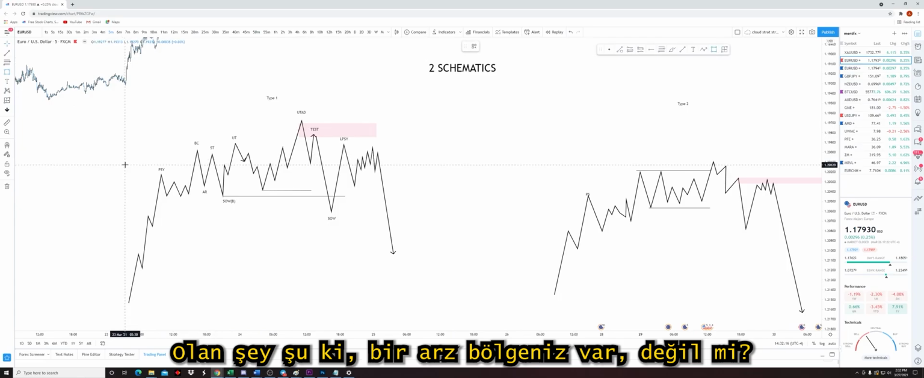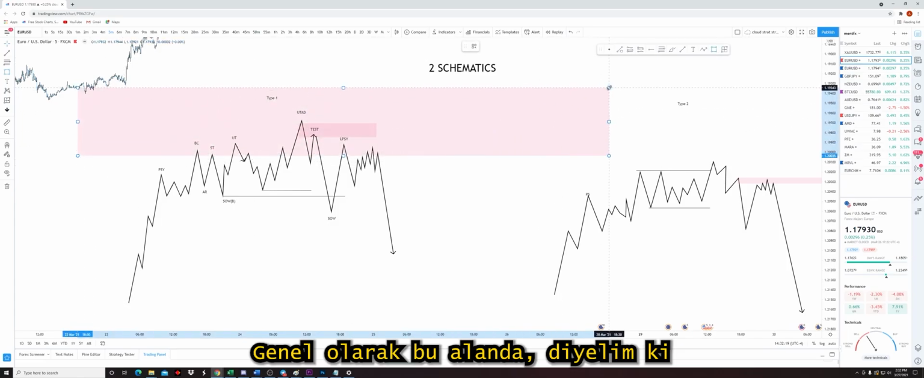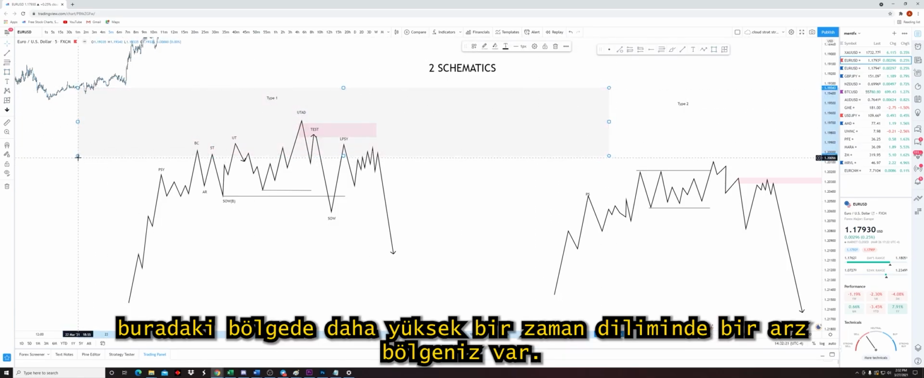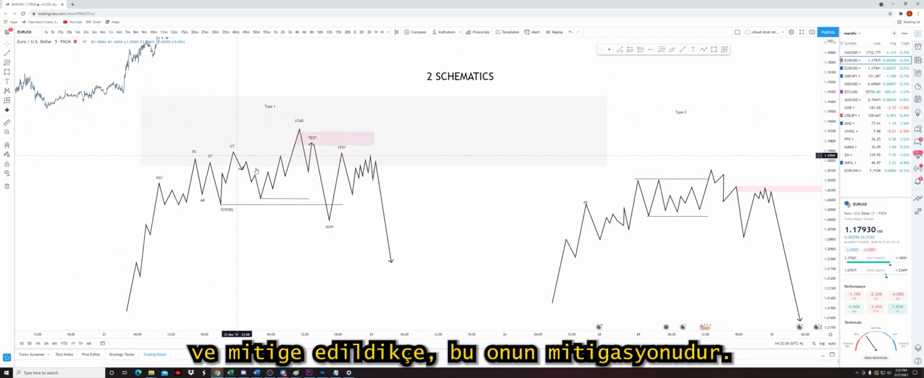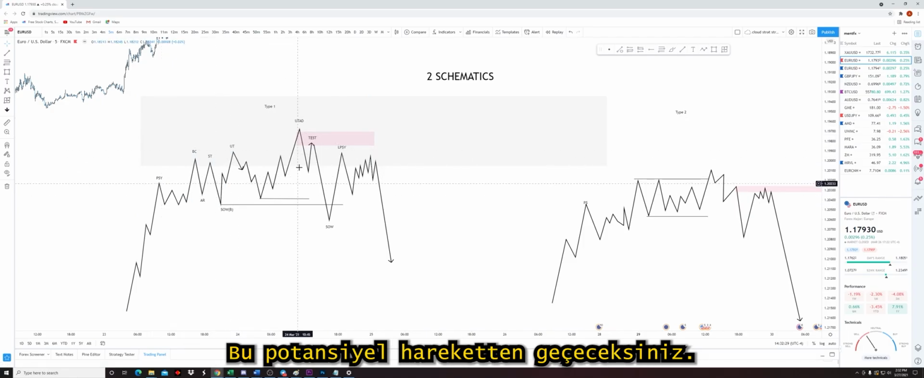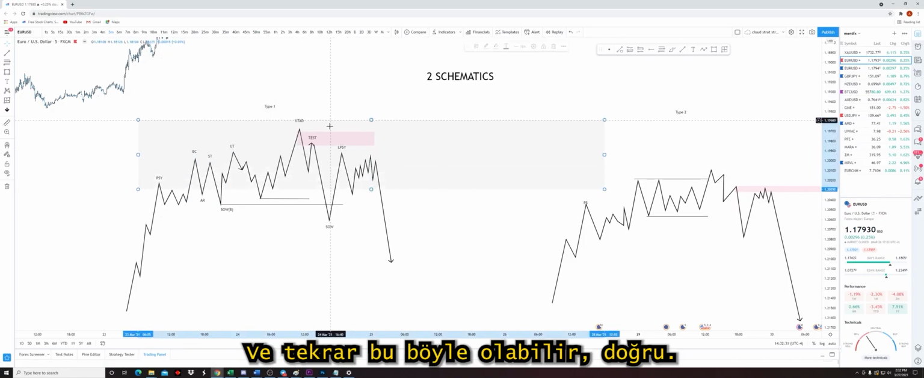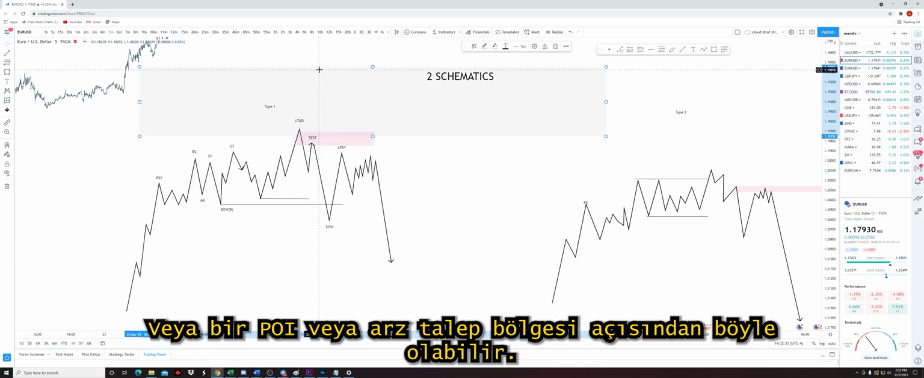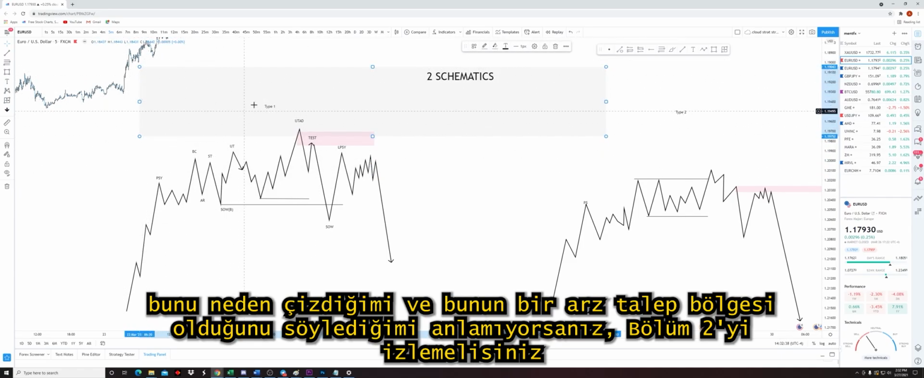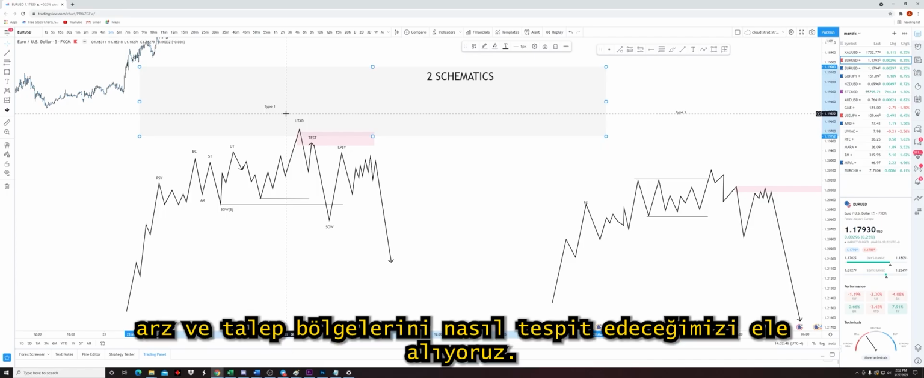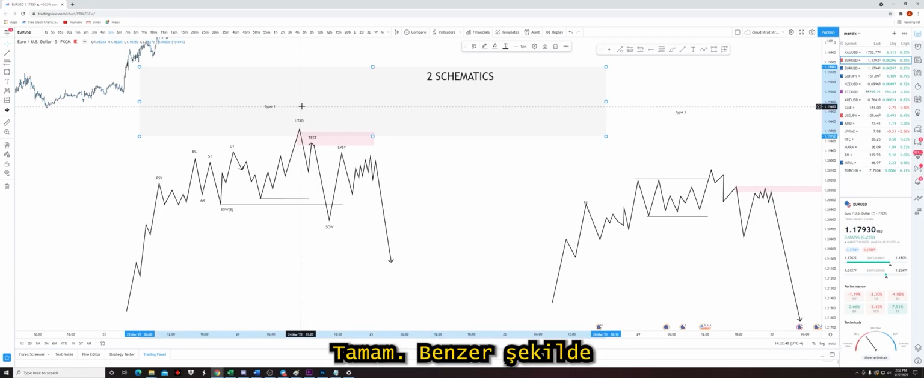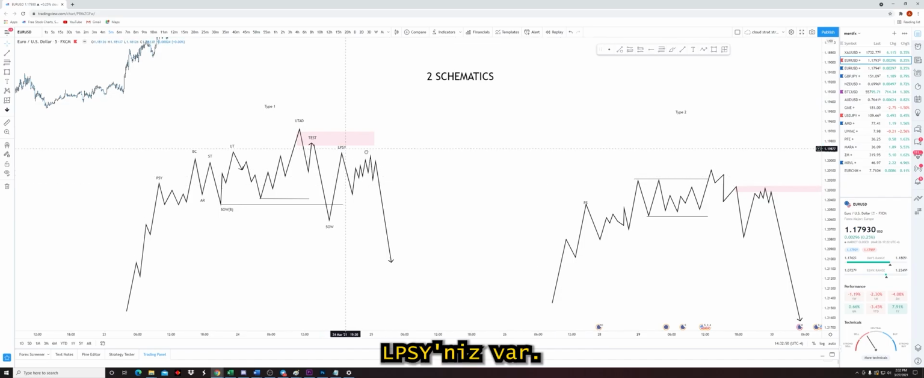What happens is you have a supply zone, right? Overall in this area, let's say you have a supply zone on a higher time frame in this zone here. So what's going to happen is all those areas are going to be mitigated, and as they're mitigated, this is the mitigation of it, you will undergo this potential move. And again, it could be like this, right? Or it could be like this in terms of a POI or a supply and demand zone. So again, if you don't understand why I'm drawing this in and saying this is a supply or demand zone, you have to watch section 2 because we deal with how to spot potential supply and demand zones in that area, okay?